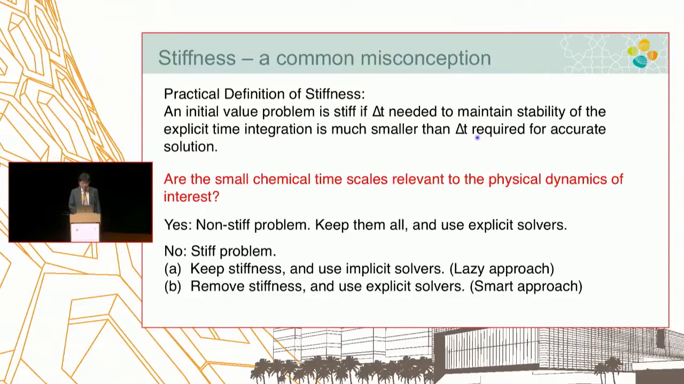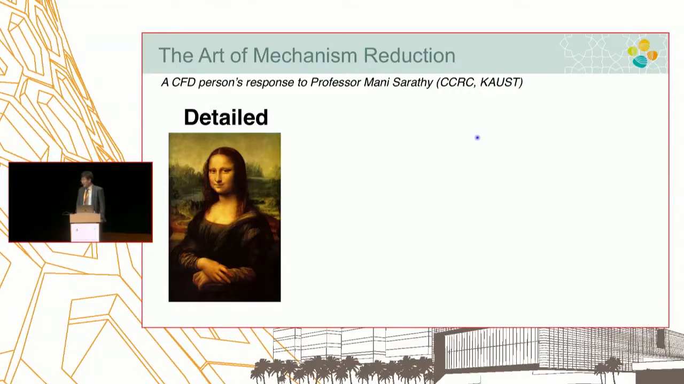Probably a smarter approach is to do a more rigorous analysis and remove that stiffness. Then I know for absolute sure those important time scales are all kept. Then I'll do high-fidelity time integration. In doing that, I don't need implicit time integration. That's my message. So here is my response to our Professor Mani Sarathy.